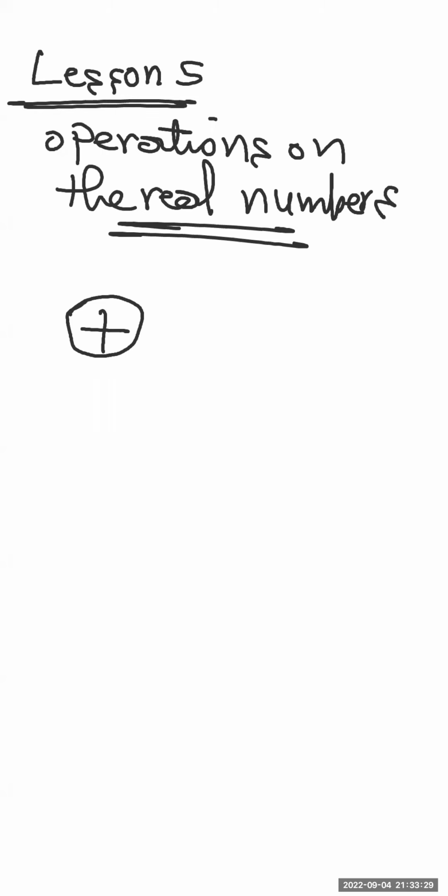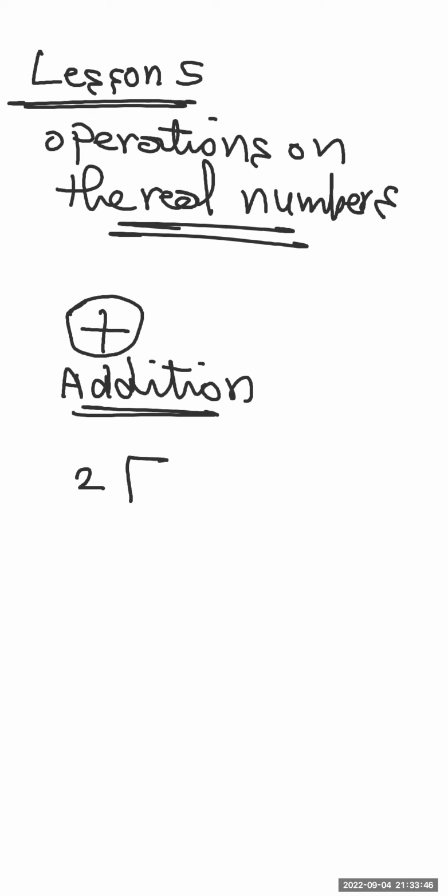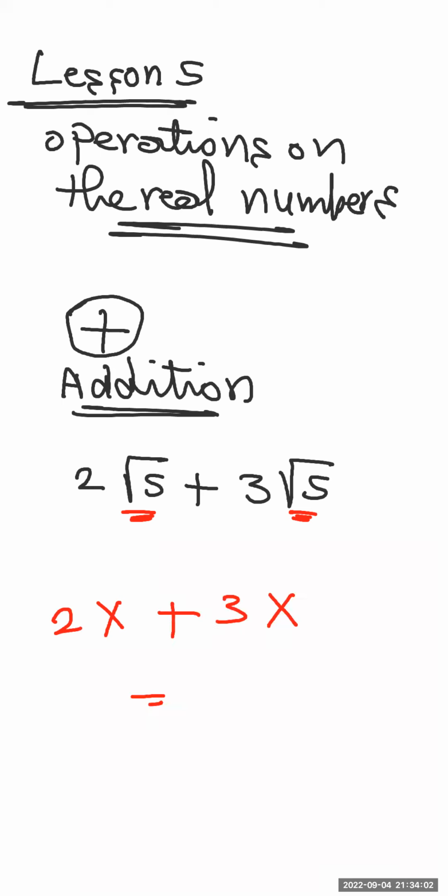So first, addition. Addition means to add two real numbers. For example, if I want to add 2 square root of 5 plus 3 square root of 5. Here, guys, we will consider that square root of 5 like a variable. It's exactly like 2x plus 3x. So simply we will say that it will equal 5x, correct? Also here, 2 square root of 5 plus 3 square root of 5, we will add 2 plus 3, so it will equal 5 square root of 5.